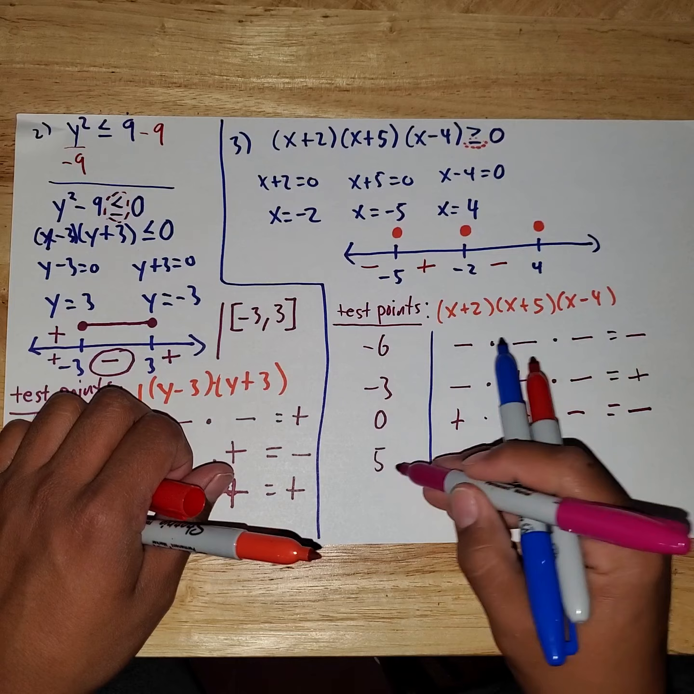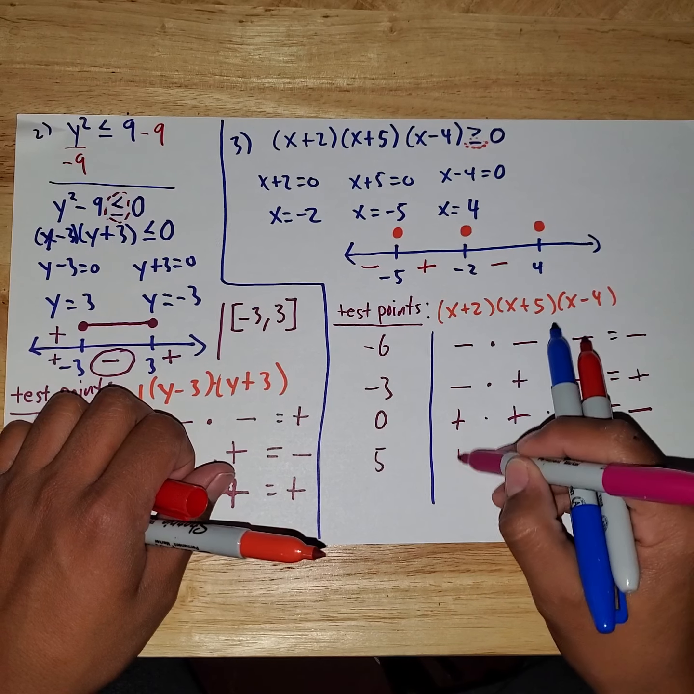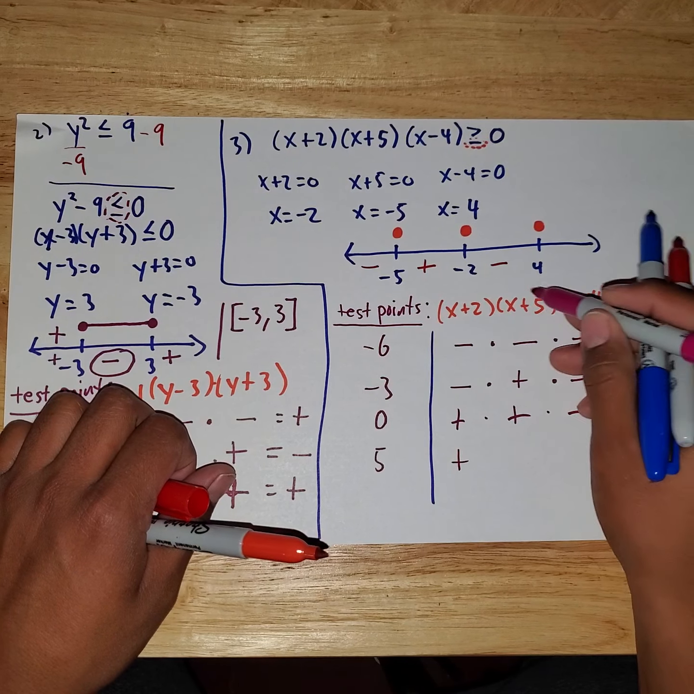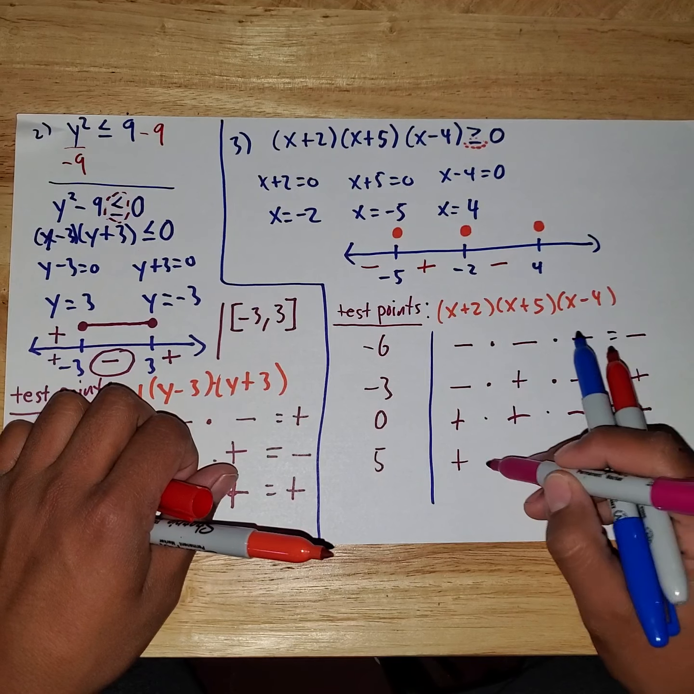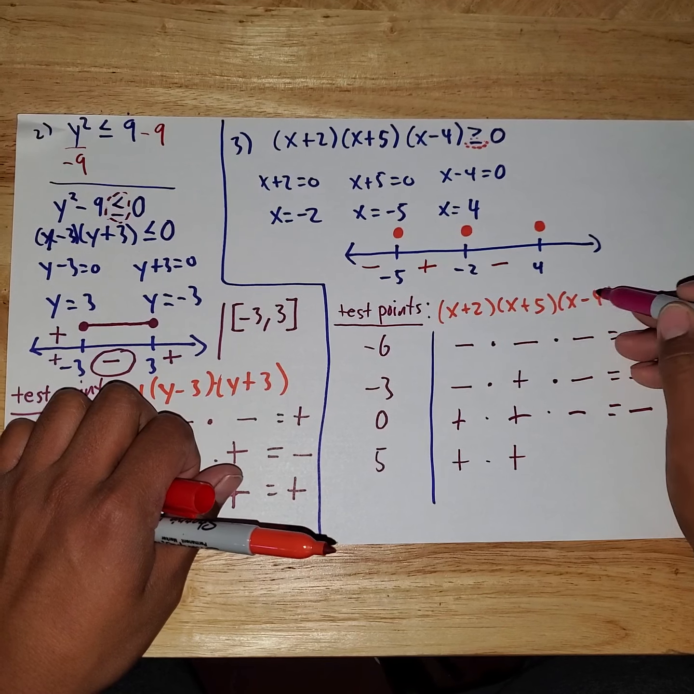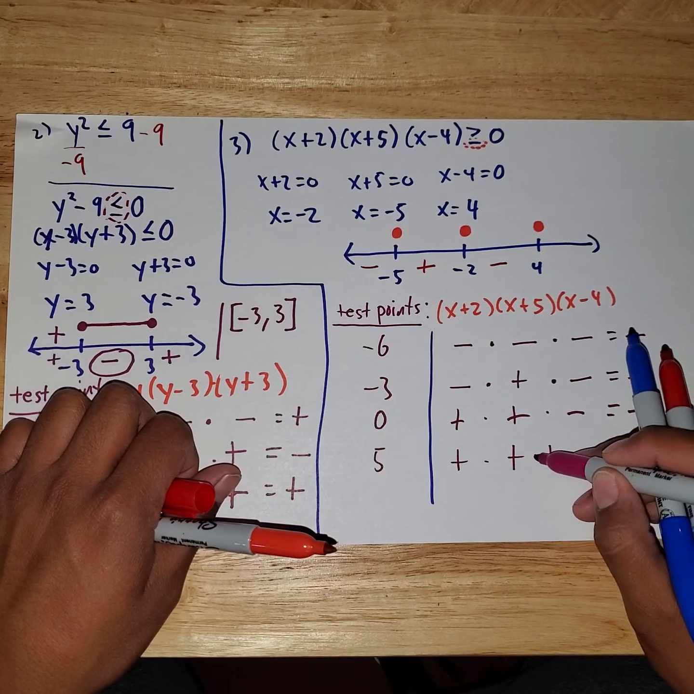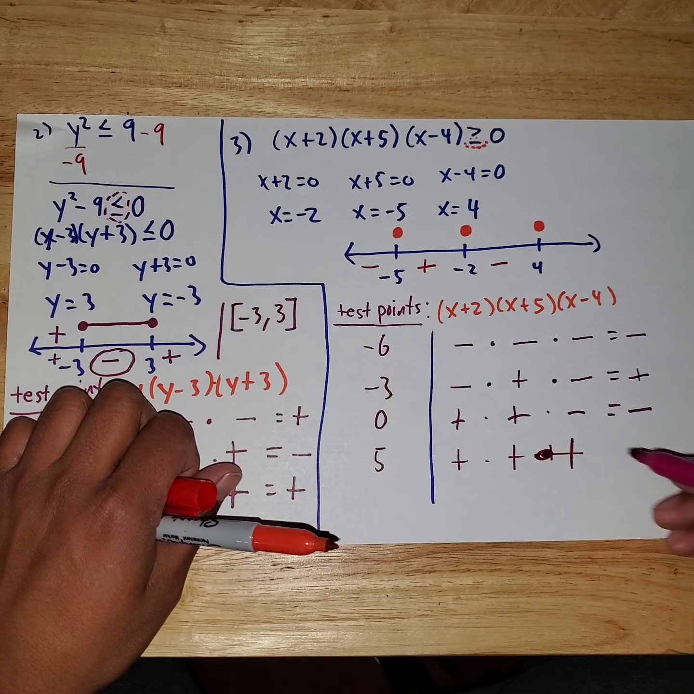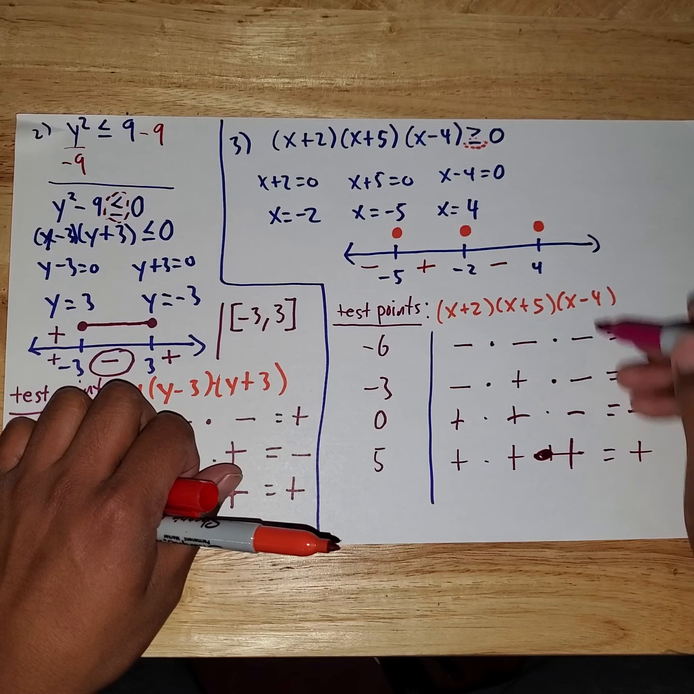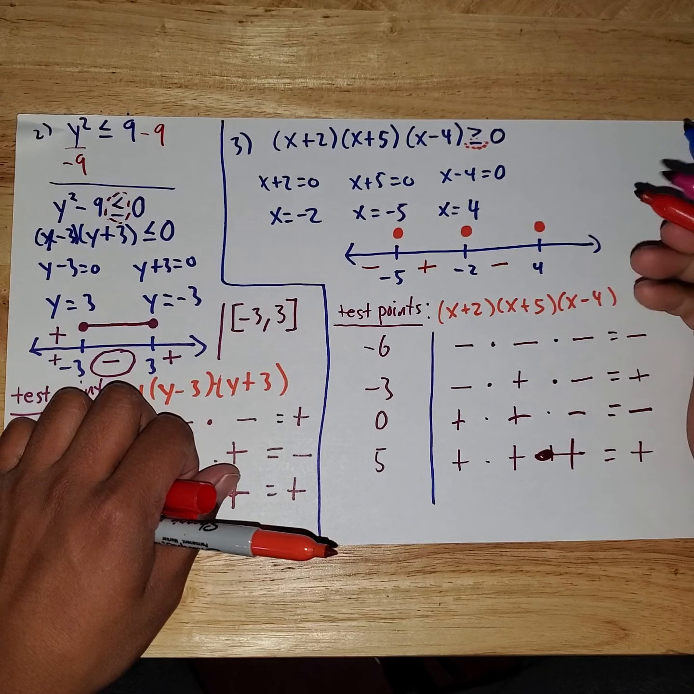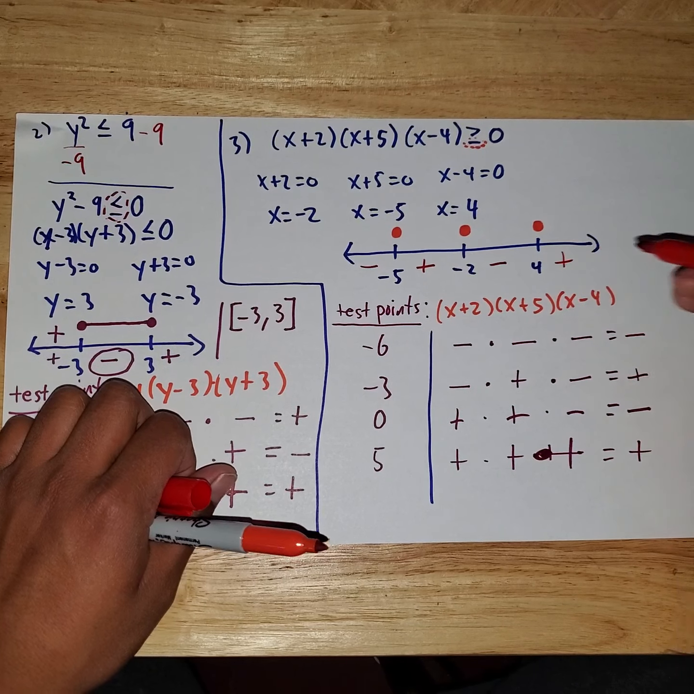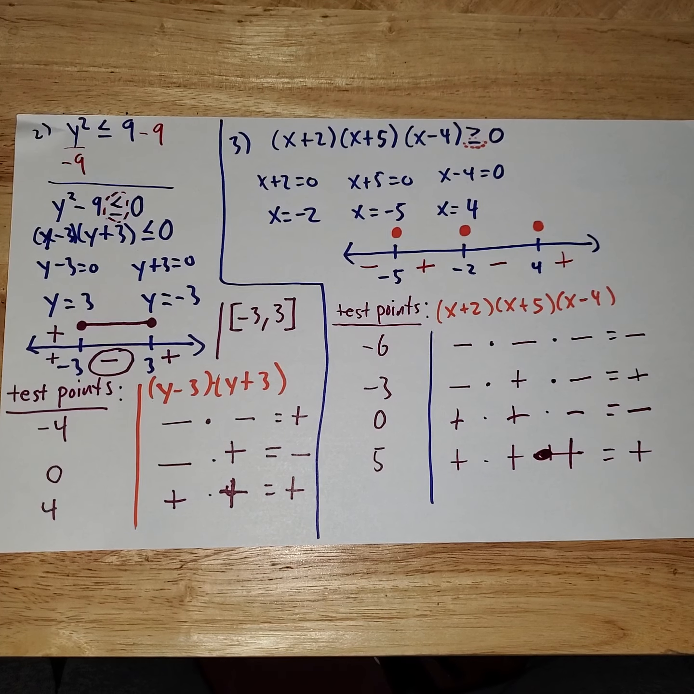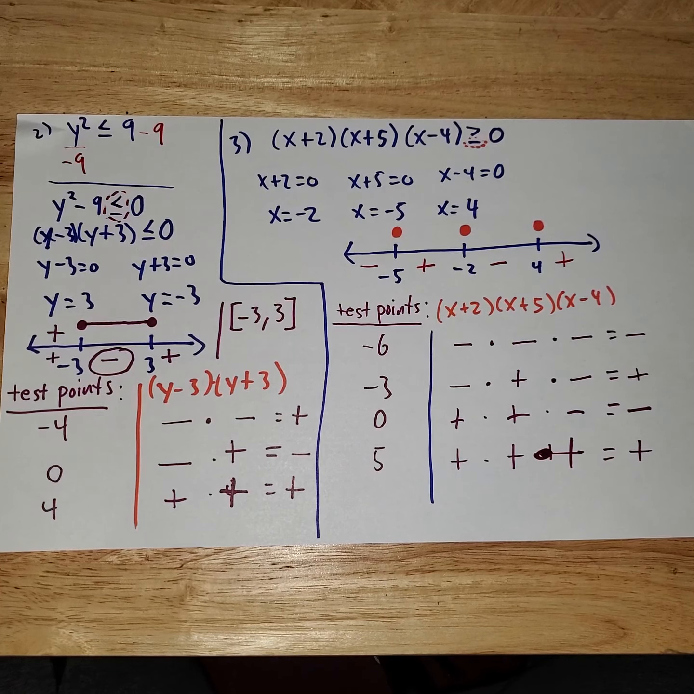And then our last test point, I plug in 5 here, I get a positive. I plug in a 5 here, I get a positive. I plug in a 5 here, I also get a positive. Times positive is still equal to a positive. So everything here is going to be positive. Now, let's look at what the inequality was asking for.